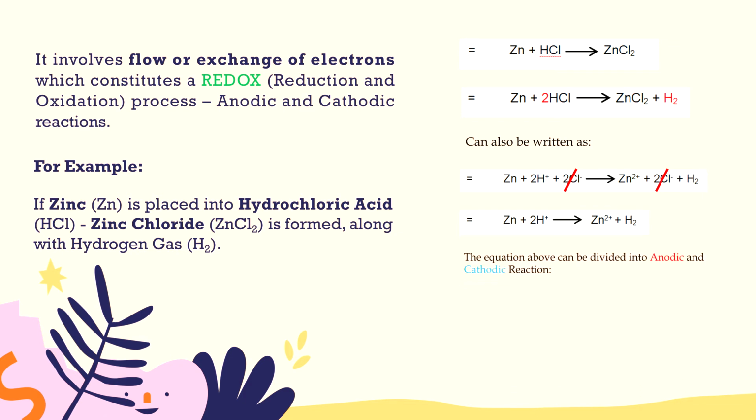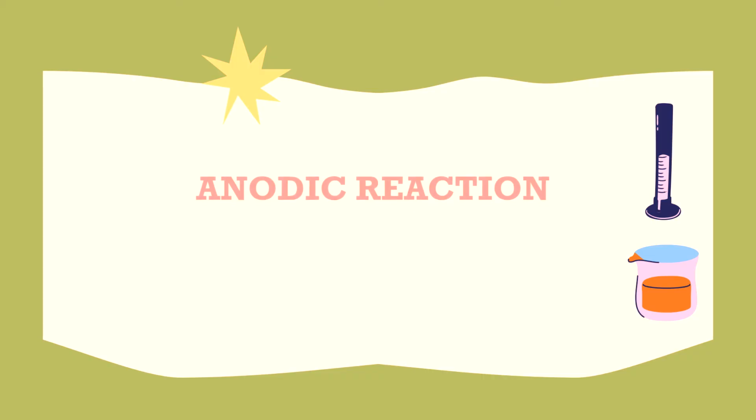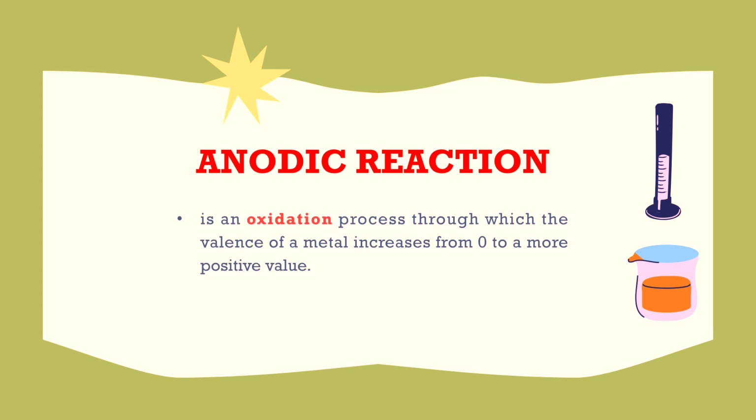From this equation, we can now identify the anodic and cathodic reaction. This is the anodic reaction. And this is the cathodic reaction. So what is an anodic reaction? An anodic reaction is an oxidation process through which the valence of a metal increases from 0 to a more positive value. And since it undergoes an oxidation process, as the valence increases, the metal itself will become the negative terminal of the exchange and flow of electrons, and thus electrons present in that particular metal are being released. Thus, in an anodic reaction, there is a loss, or release, of electrons.